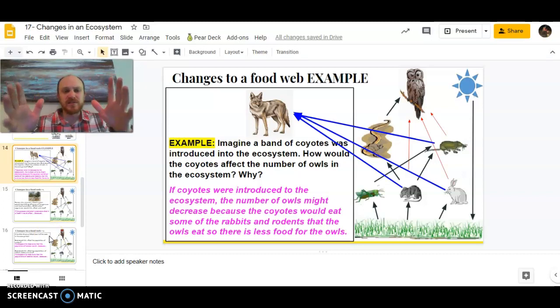Here's the scenario. Imagine a band of coyotes. I looked that up. A group of coyotes is called a band. Wonder which coyote plays the drums. I don't know.